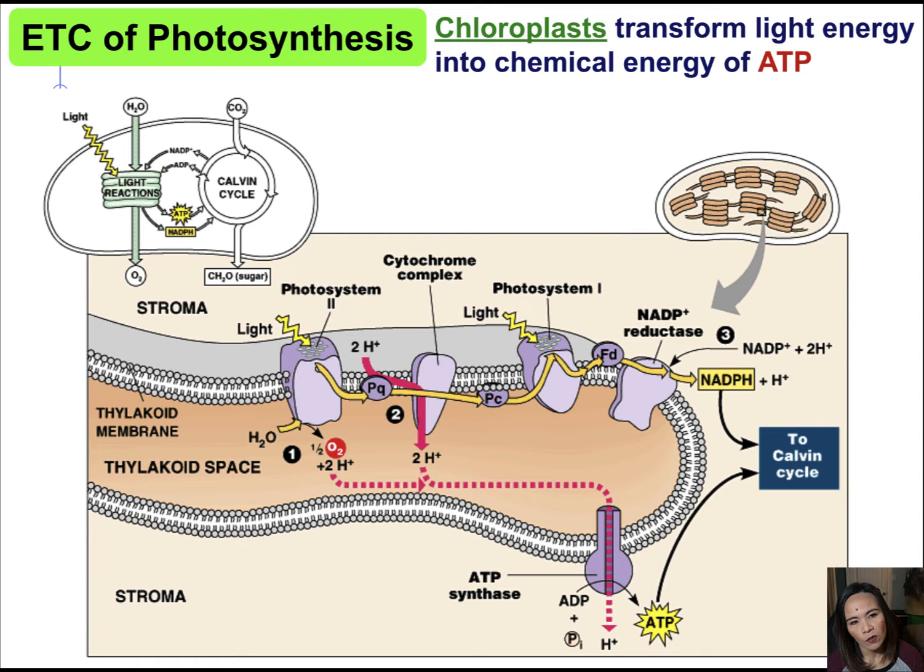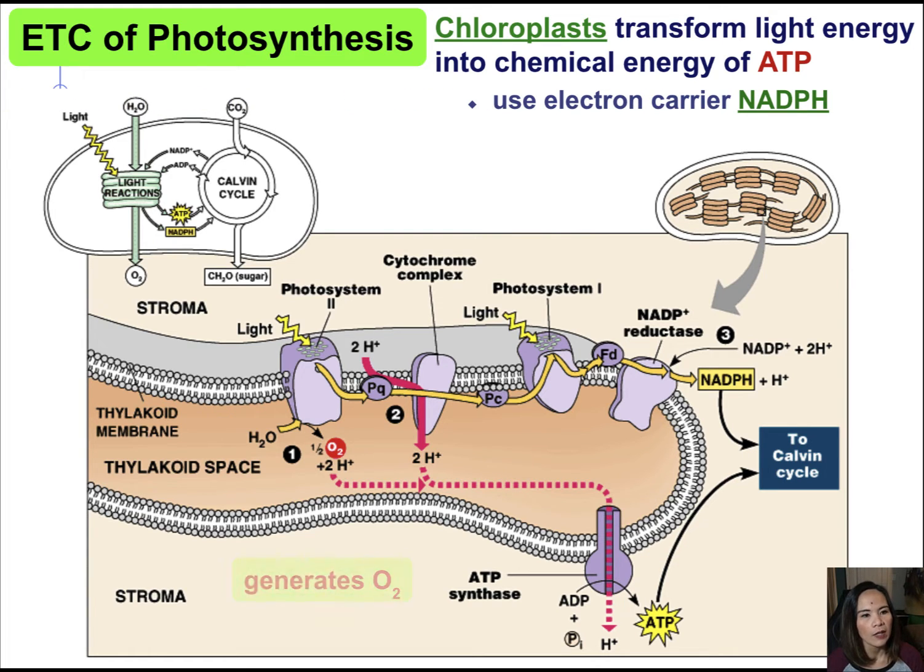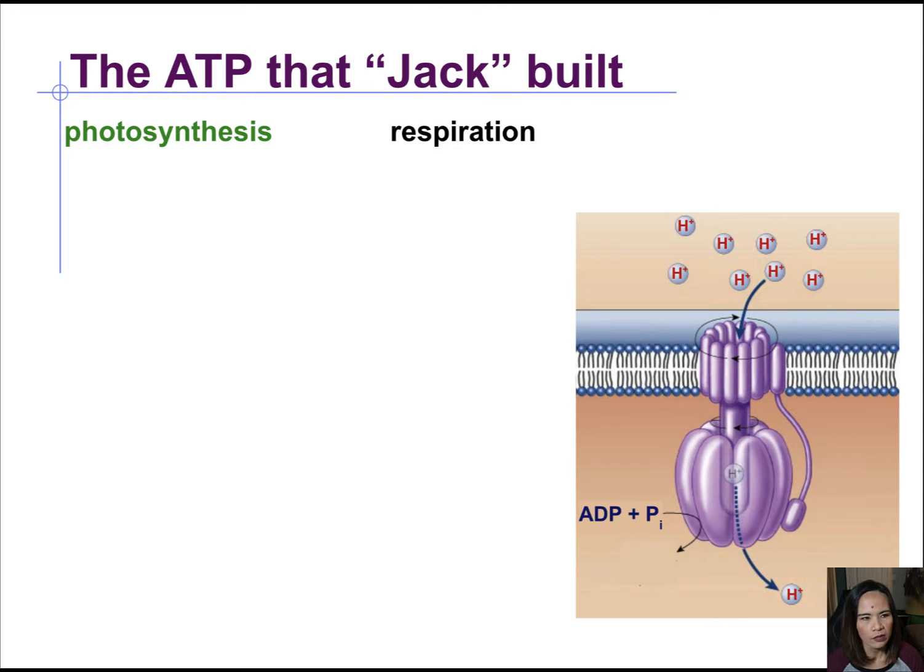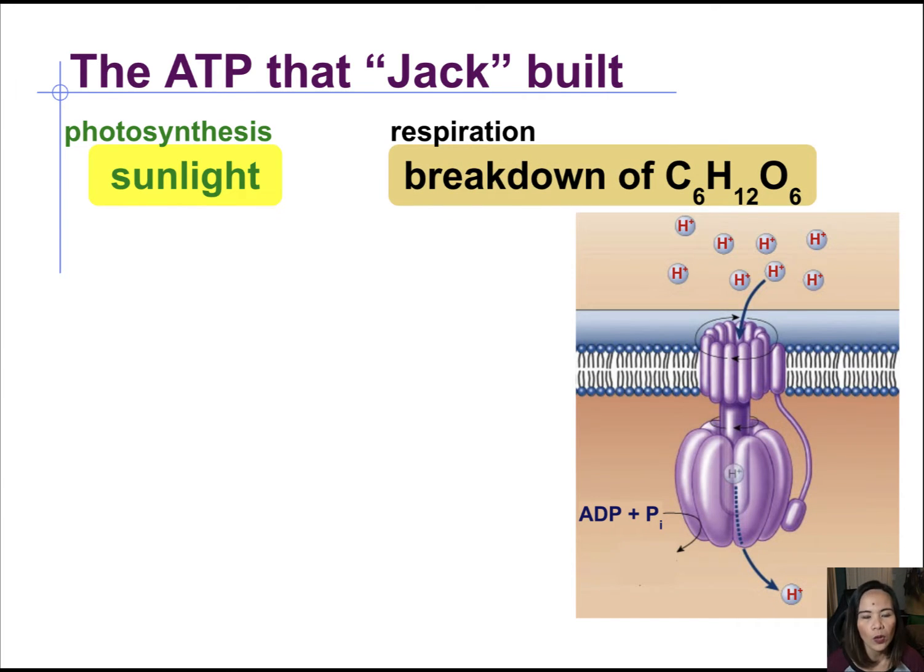Chloroplasts basically transform light energy into chemical energy, which is your ATP, kind of like a battery, okay? And the electron carrier, NADPH, is also there. So the ATP that Jack built. So once again, photosynthesis needs sunlight in order for your plants to generate ATP. In cellular respiration, you basically break down the sugar in order for you to generate the ATP.